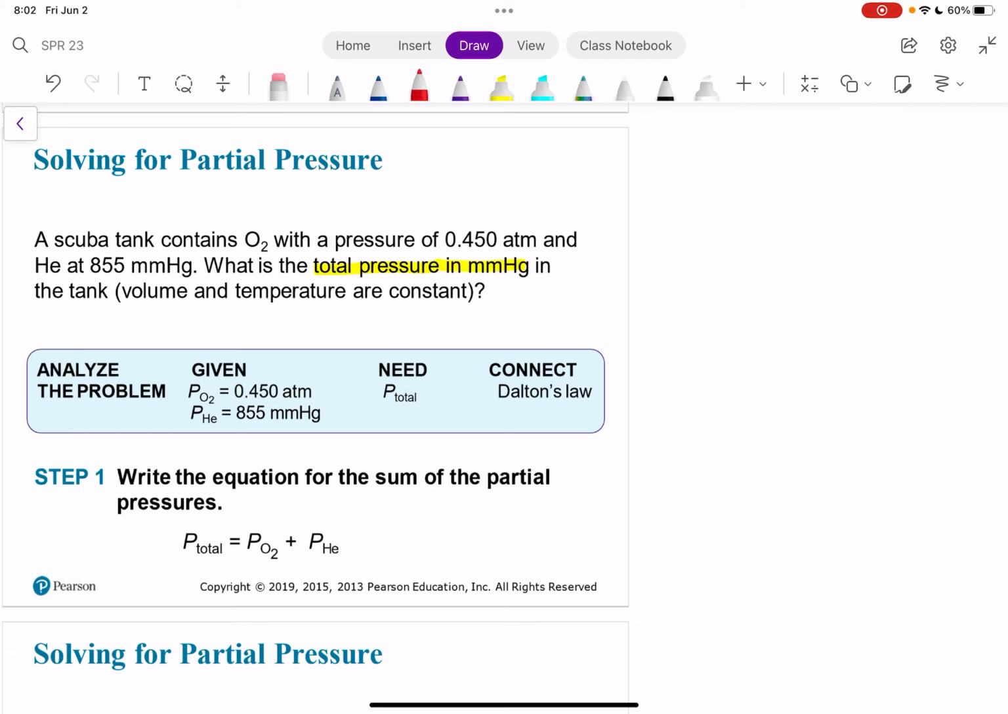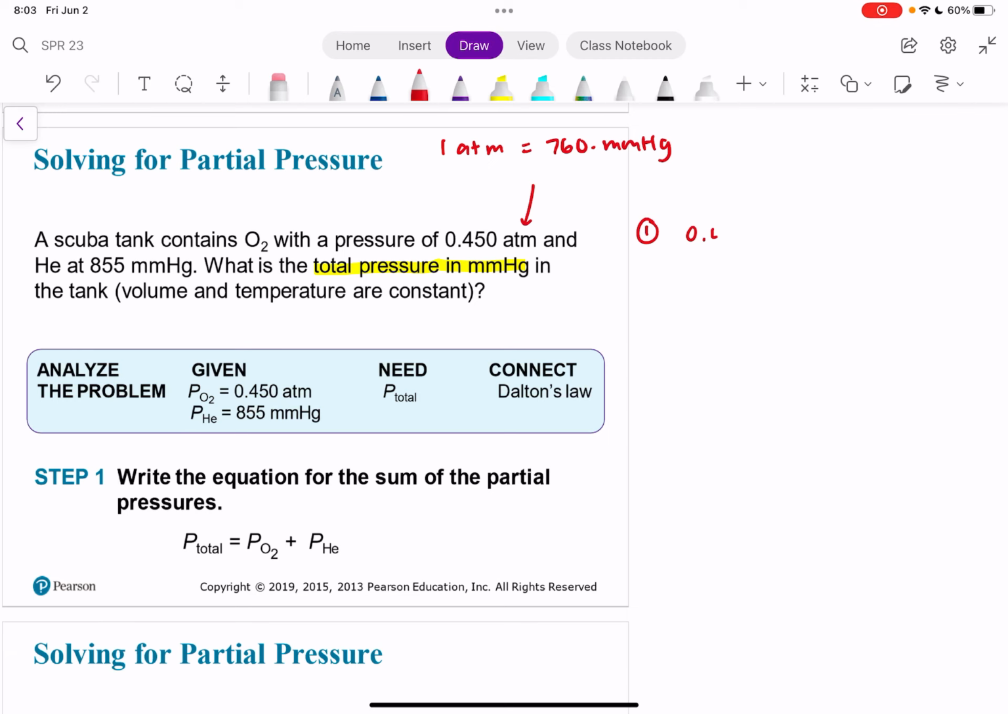So right away I'm noticing this is in atmospheres. So the partial pressure of my oxygen is currently in atmospheres. So let's go ahead and convert my atmospheres to millimeters mercury so that we can actually compare, apples to apples. So how are we going to do that? So we know 1 atm equals 760 millimeters mercury. So let's go ahead and do our conversion.